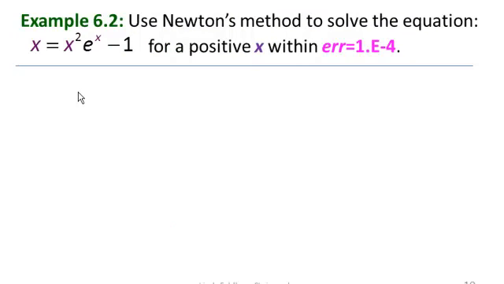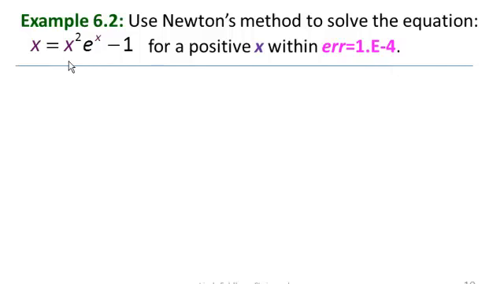Here we're going to solve our second example using Newton-Raphson's method. We're going to do it by hand using a calculator and a table. Example 6.2. Use Newton's method to solve the equation x equal to x squared e to the x minus 1 for a positive x within an error of 10 to the minus 4.